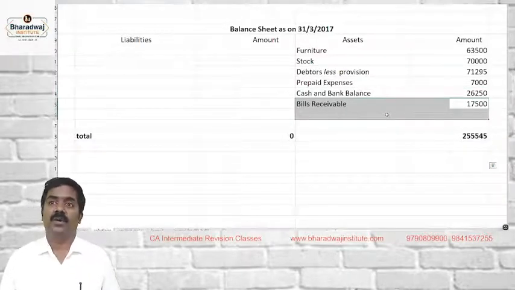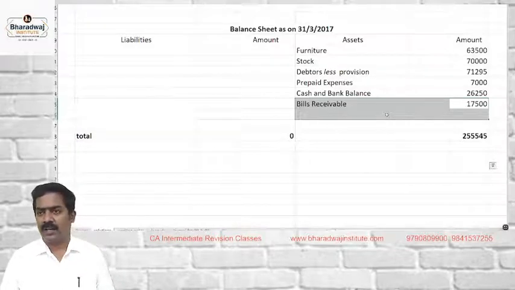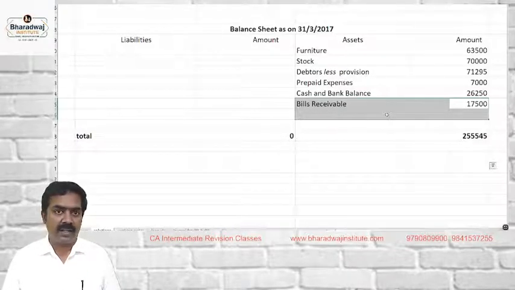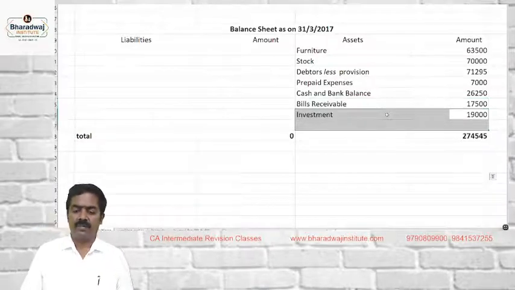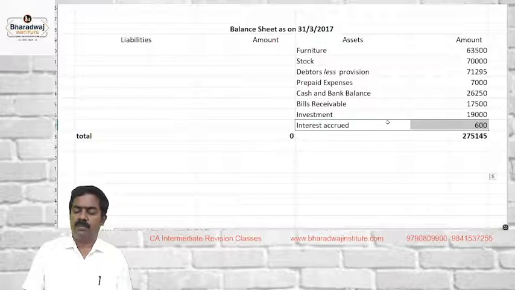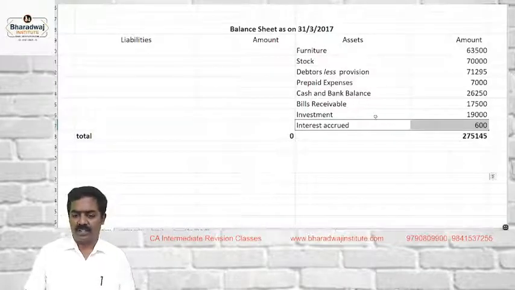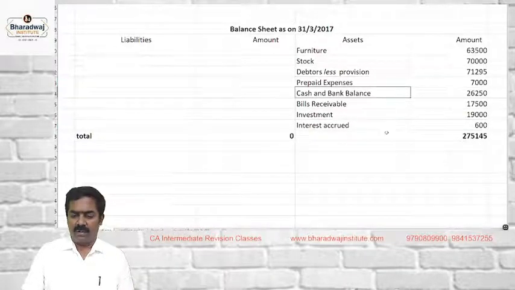Bills receivable we worked out. Look at the ledger account. Bills receivable closing balance was there. Most importantly, accrued income from investments. Accrued income from investment and investment both should be shown. Investment as well as what? Accrued income must be shown.